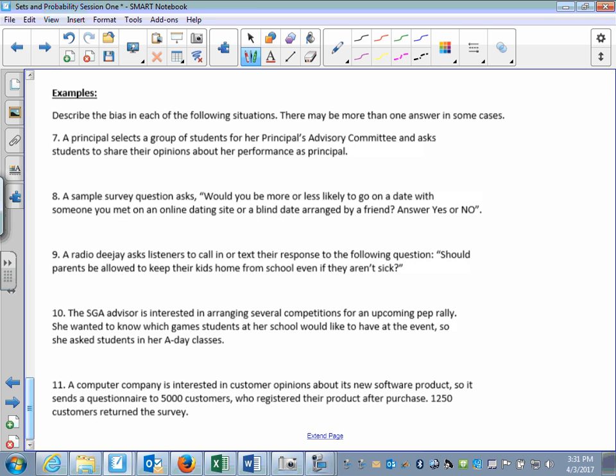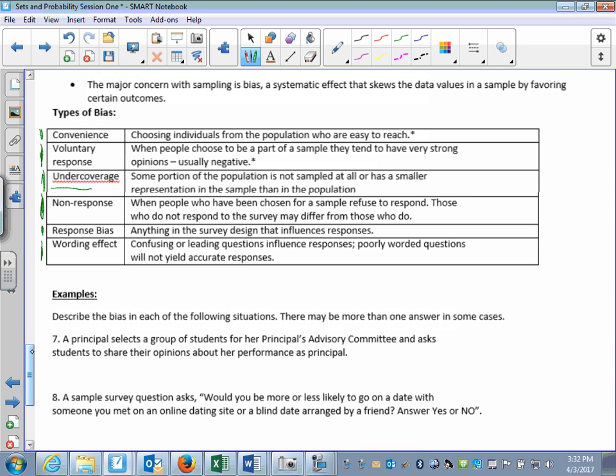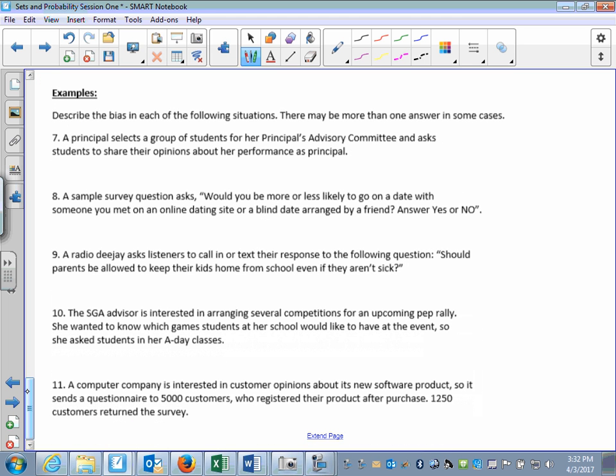But it's probably not a random sample. The student government advisor is interested in arranging several competitions for an upcoming pep rally. She wanted to know which games students at her school would like to have at the event. So she asked students in her A-day classes. Well, if her students are in A-day classes, they are all IB students, and that might be different. That again is not a good random sample. So there's probably a bias already in those particular students.